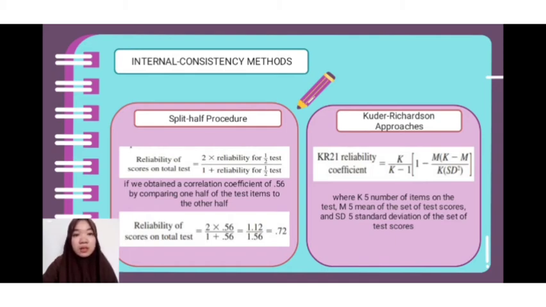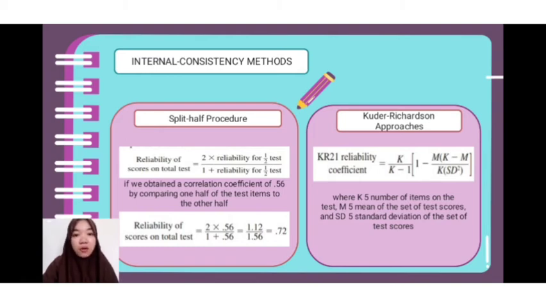So the first is the split-half procedure. The split-half procedure involves scoring two halves of a test, usually odd items versus even items, separately for each person and then calculating a correlation coefficient for the two sets of scores. The coefficient indicates the degree to which the two halves of the test provide the same result, and hence describes the internal consistency of the test.